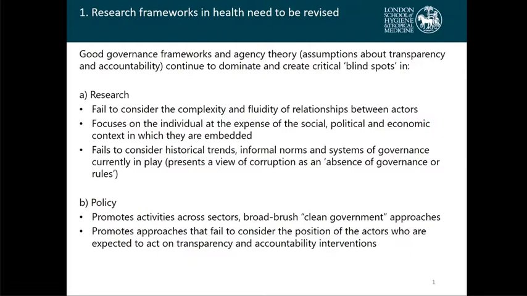So if we have research that focuses very closely on distinct relationships and doesn't allow us to see the context, what does this do to policy? Well, it promotes broad-brush, clean governance approaches across sectors that are hugely demanding and demand huge social change. They also promote approaches that fail to consider the position of actors who are expected to act on transparency and accountability interventions.